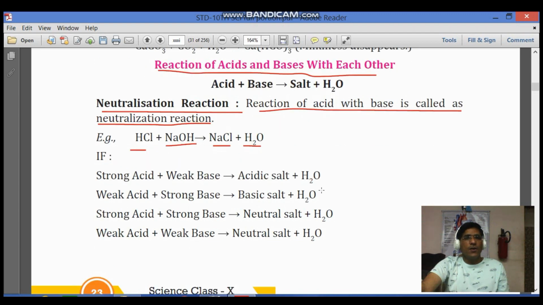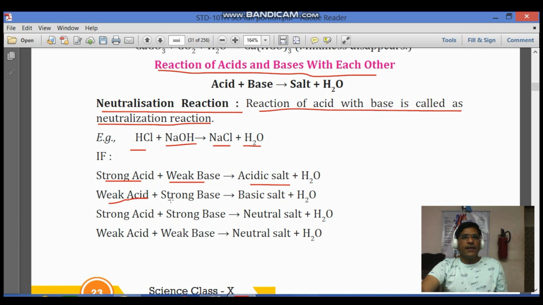Now there are 4 different types of reaction. When strong acid reacts with weak base, the salt is acidic. Again, strong acid with weak base: if I take a weak base, then it is an acidic salt. That is already in our text. Because the strong acid has more concentration, we get an acidic salt.